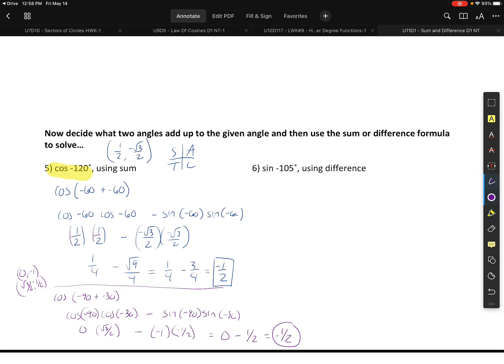All right, so there's multiple ways to do the sum formula. You could have done the subtraction formula, it doesn't matter. As I said earlier, you didn't even have to use these formulas, because you could find cos of negative 120 just by using your unit circle. I'm presenting all these different ideas to you.